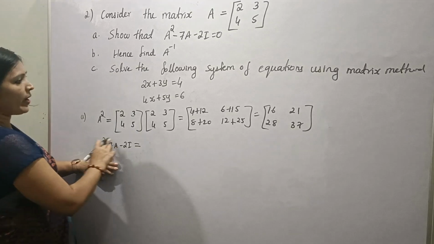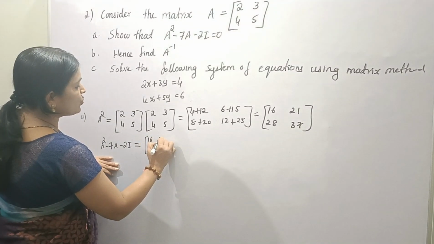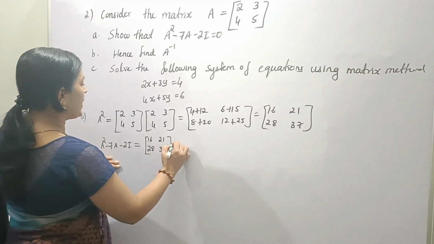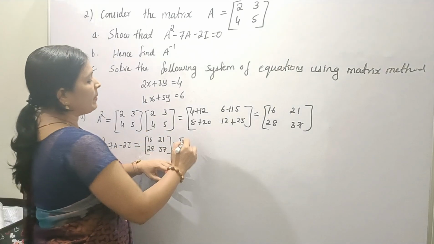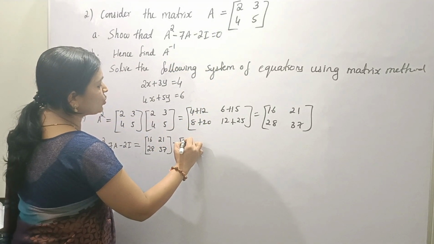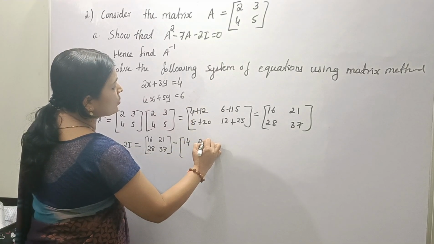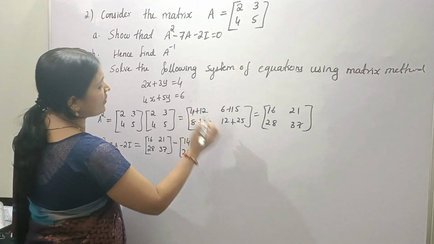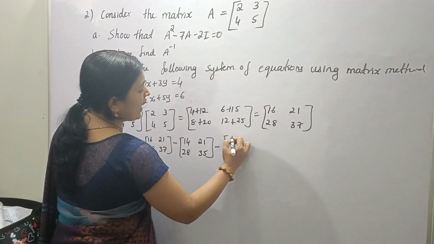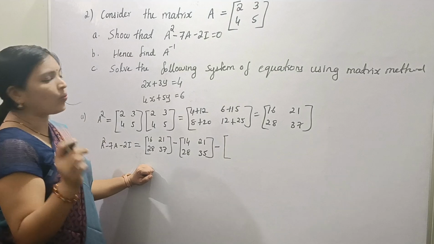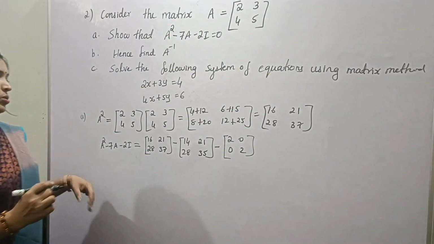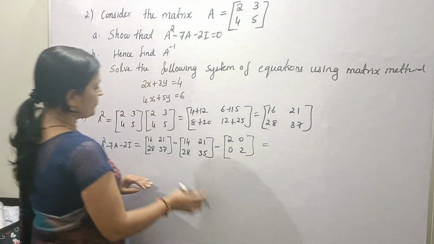So A square is 16, 21, 28, 37, minus 7 into A. Multiply all the elements of A by 7. Okay, scalar multiplication: 7 into 2 is 14, 7 into 3 is 21, 7 into 4 is 28, 7 into 5 is 35. Minus 2 into I. I is nothing but 1, 0, 0, 1. So 2I is 2, 0, 0, 2.